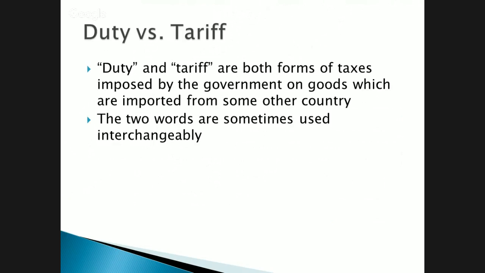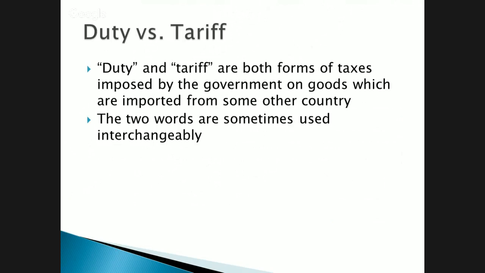Okay, a lot of us have heard of the term duty as opposed to a tariff when you come across the border with goods purchased in the United States, for instance. Duty and tariff are both forms of taxes imposed by the government on goods which are imported from other countries, and the words are sometimes used interchangeably.